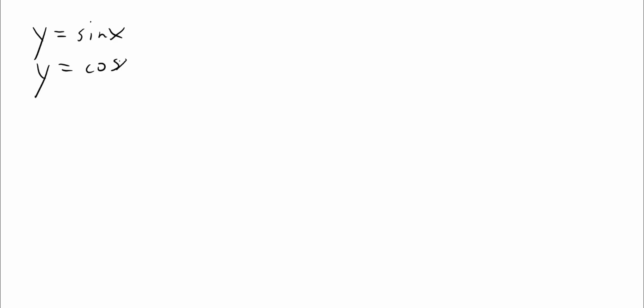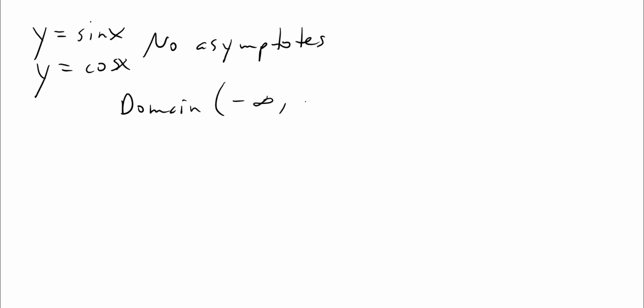And we have cosine of x. So these are pretty similar, okay? First of all, they have no asymptotes. You guys should know that, right? In other words, it's defined everywhere. As you go on the x-axis, it goes basically from negative infinity to positive infinity, which is the domain. So domain negative infinity to positive infinity.